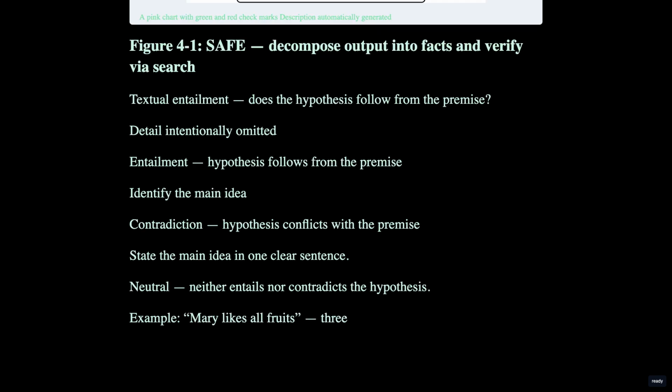Start with the premise, "Mary likes all fruits." We'll show three ways a hypothesis can relate to that premise. Entailment: the hypothesis must be true. Contradiction: the hypothesis cannot be true. And neutral: the hypothesis might be true but isn't guaranteed.